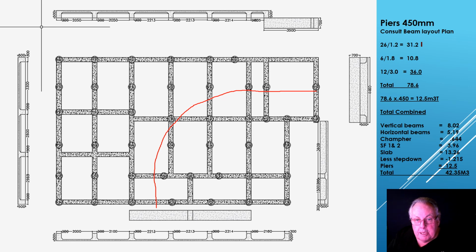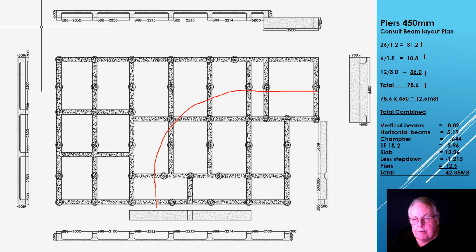We've got 6 at 1.8, so 1, 2, 3, 4, 5, 6, so this should have gone around there a bit. And then the remainder, you've got 12 at 3 meters. Okay, so all in all, adding up to 78.6 linear meters.